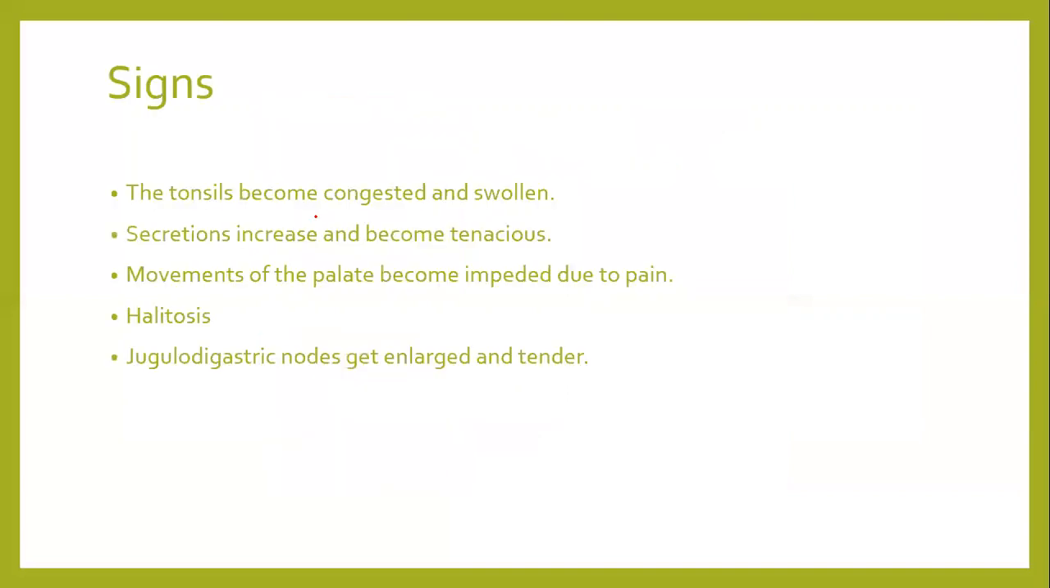The signs of tonsillitis include: tonsils become congested and swollen in nature due to the inflammatory reactions, and secretions increase and become tenacious in nature. Movements of the palate become impeded due to the pain, because we can't move the palate as it causes pain while trying to move. Then halitosis, which means bad breath. Due to the infection, purulent materials can be present within the tonsillar structure, so the patient's breath will have a bad odor. Jugular-digastric nodes get enlarged and tender. Due to the chronic stage of tonsillitis, the nodes become enlarged.